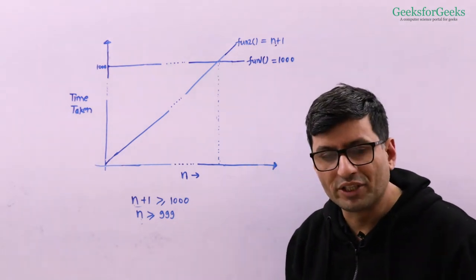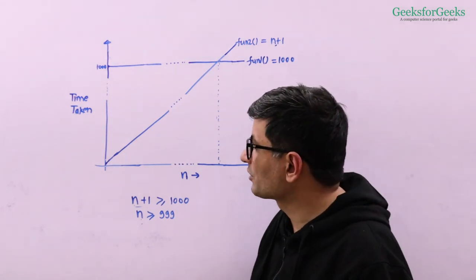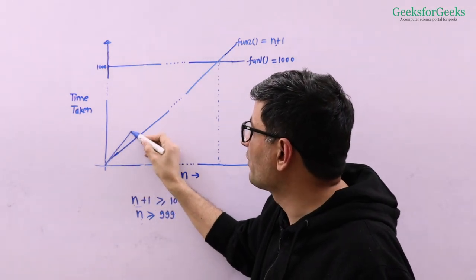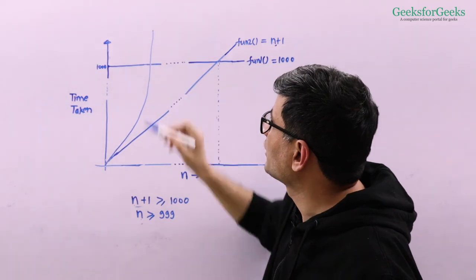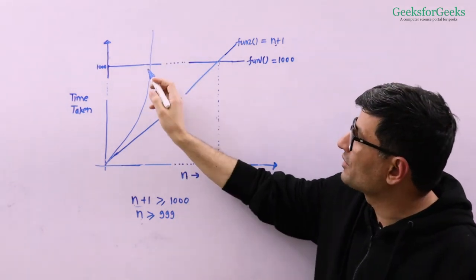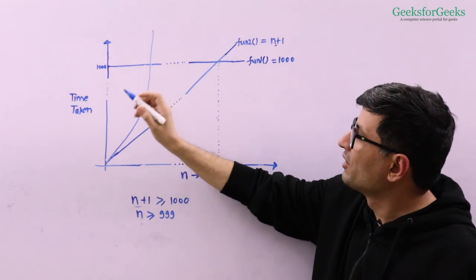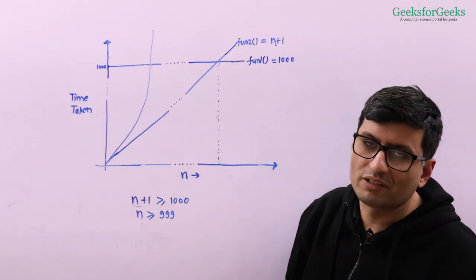Before we end this video, let's quickly talk about fun3 also. Fun3 is a quadratic function, right? And quadratic functions grow even faster. So quadratic functions grow like this, right? So fun3 is going to have a value after which it's going to take more time than even fun1 and fun2.